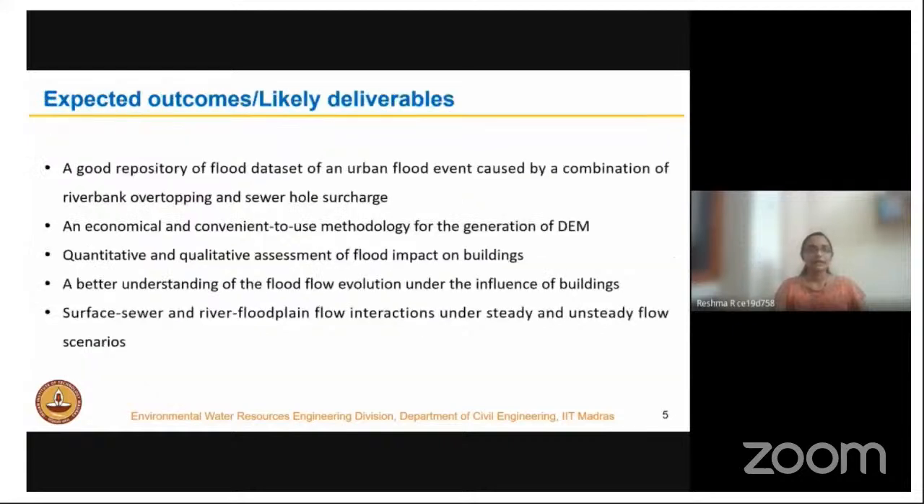Expected outcomes or likely deliverables from the research are: a good repository of flood data set of an urban flood event caused by a combination of riverbank overtopping and sewer hole surcharge will be generated. An economical and convenient to use methodology for the generation of digital elevation model will be proposed and evaluated. Quantitative and qualitative assessment of flood impact on buildings will be carried out. A better understanding of the flood flow evolution under the influence of buildings will be achieved. Surface sewer and river floodplain flow interactions under steady and unsteady flow scenarios will be assessed.